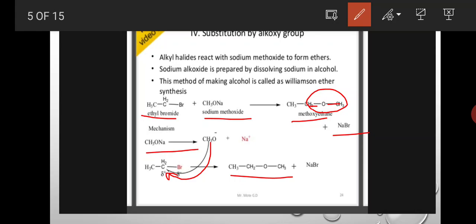Sodium alkoxide is prepared by dissolving sodium in alcohol. This method of making ethers is called the Williamson ether synthesis. What is the reaction? Ethyl bromide reacts with sodium methoxide and forms methoxyethane plus sodium bromide.